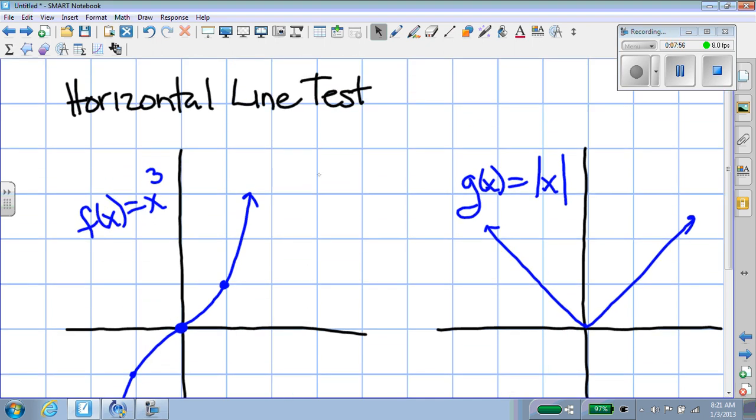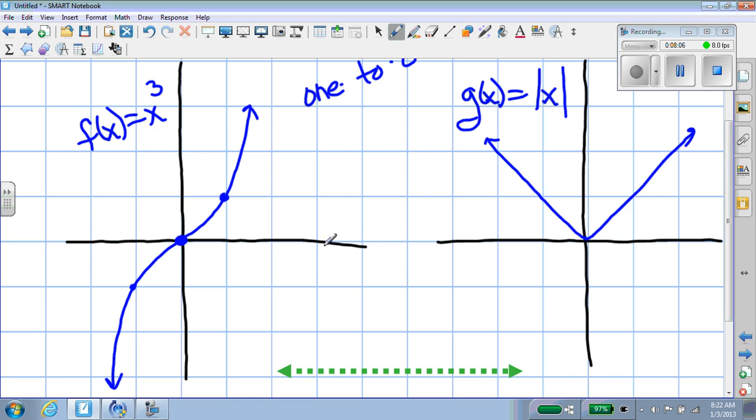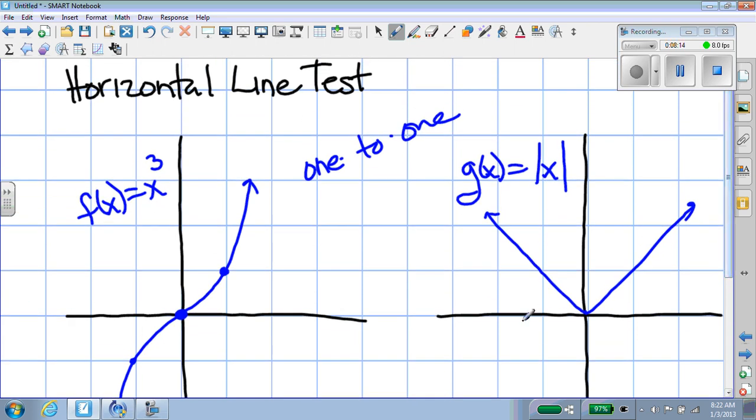We use words like 1 to 1. So if a function is 1 to 1, meaning 1 x, 1 y, right? For each x, there is only one y, and for each y, there is only one x, then its inverse will be a function. Okay, in this case, for each x, there's only one y, but for some of the y's, there are more than one x, so that's why the inverse of g of x is not a function.